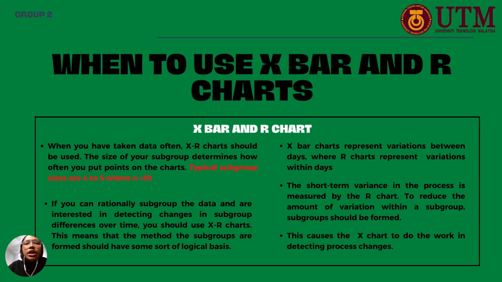X-bar charts represent variation between these subgroups, whereas the R chart represents variation within these. In the short term, variance in the process is measured by the R chart. To reduce the amount of variation within a subgroup, it should be formed carefully. However, this causes the X-bar charts to do the work in detecting process changes.